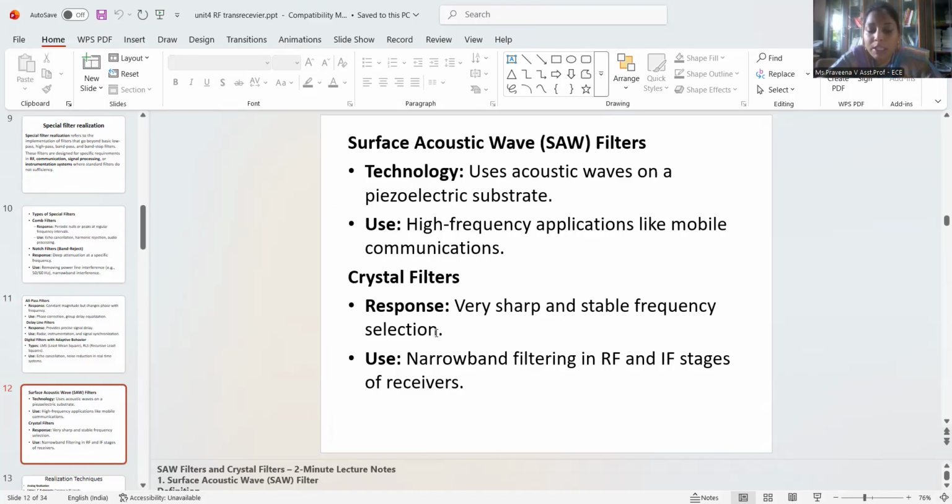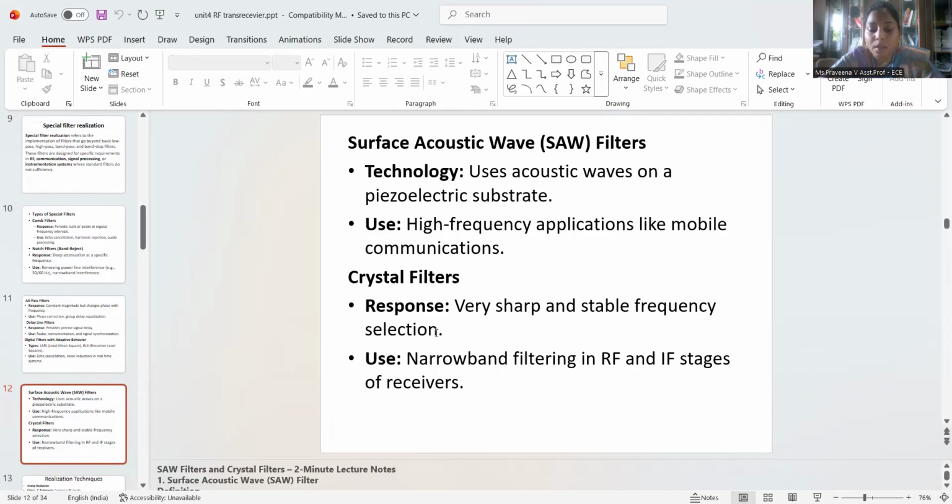Then there is the crystal filter. A crystal filter uses the resonant properties of a quartz crystal in order to achieve very sharp and stable frequency selection. What is the working principle? The quartz crystal vibrates at a resonant frequency, and due to its high Q factor, that is the high quality factor, it allows only a narrow band of frequencies to pass through. That is the main concept.